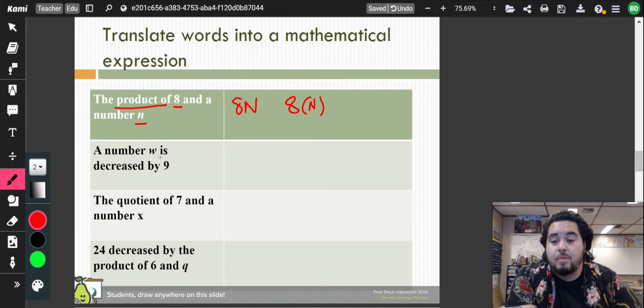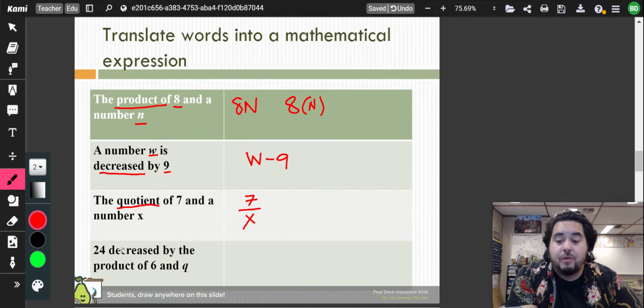Okay, next one, a number w is decreased by 9. Decreased is a word that means subtraction. So we're starting with our value of w and we're decreasing that value by 9. Okay, the quotient. Quotient is one of those mathematical words that a lot of students don't really recognize, and it means to divide. So we're going to create a fraction here, a quotient of 7 and the number x. So in this fraction, because we are dividing, 7 would be our numerator and x would be our denominator. Quotient again means to divide.